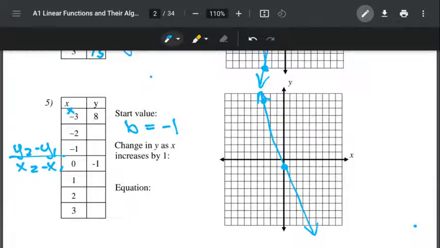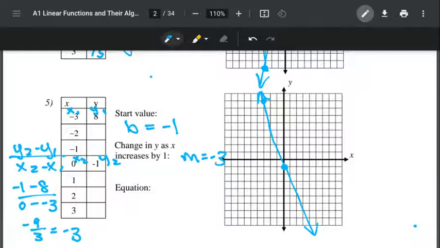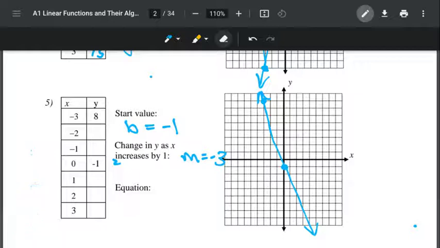So remember, this is x1 and y1. This is x2 and y2. So I'm going to plug my numbers in, negative 1 minus 8 over 0 minus negative 3. So that gives me negative 9 over 3. So our slope is negative 3. Copy that down if you want. I'm going to erase it, only because it's too messy. That's kind of scrap work.